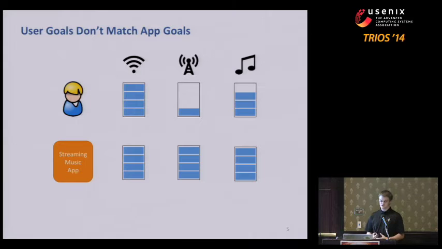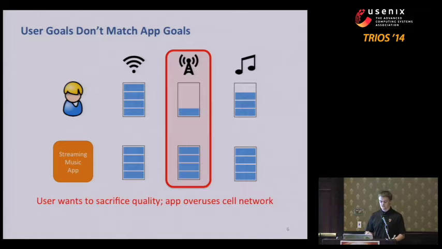So let's look at a few of these conflicts. Here's the first one between a user and an application, which is a streaming music app, like Pandora or Google Music. You can see here the user wants to reduce their cell usage, and they're okay with sacrificing a little bit of music quality to get it. Unfortunately, the way streaming music apps mostly work is they try to use as much as they can so that they can preload a bunch of songs and keep playback seamless and the user experience good.